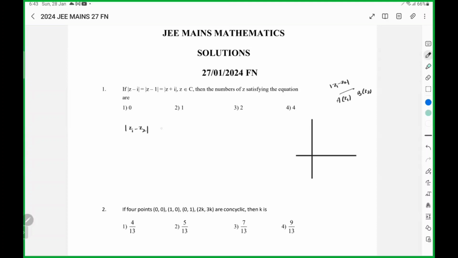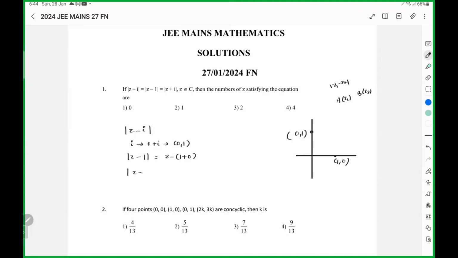Here, z minus i means i is representing a point 0 plus i, so that is (0, 1), which is a point here. And z is an arbitrary point, right? And z minus 1 means z minus 1 plus 0, so (1, 0) is here.